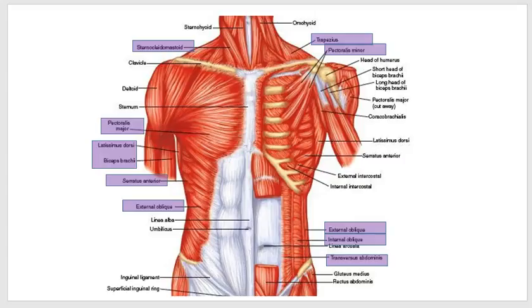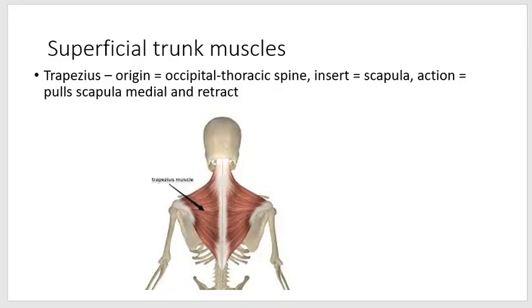So the first one we're going to talk about is going to be the trapezius. If you look at the back, this is a very superficial muscle that you find on the back, and it has three directions that it goes. If you look here, you can see how these fibers run up the neck. They also run across and down.